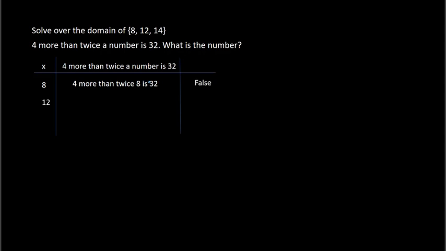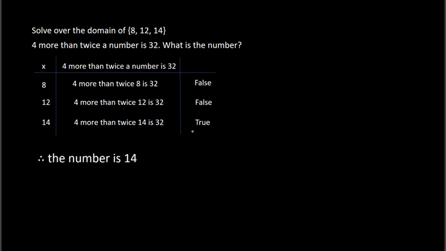So plug a 12 in. 4 more than twice 12 is 32. So twice 12 is 24. 12 times 2, 24. 4 more than that would be 28. So is 28 equal to 32? Well, no, that's false. So then we plug in the 14. 4 more than twice 14 is 32. So twice 14 is 2 times 14, or 28. 4 more than that would be 28 plus 4, which would equal 32. So that would be a true statement. So because 14 creates a true statement, 14 would be my answer.